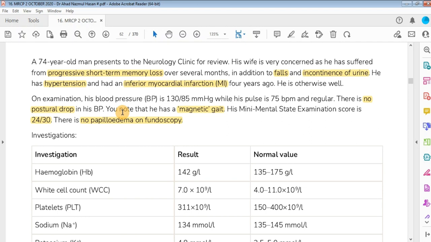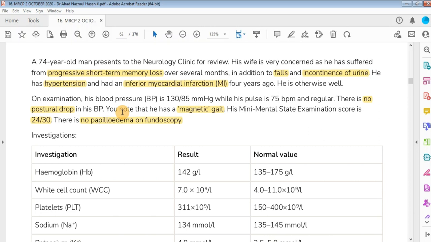A 74-year-old male presents to the neurology clinic for review. His wife is very concerned as he has suffered from progressive short-term memory loss over several months, in addition to falls and incontinence of urine. He has hypertension and had an inferior MI 4 years ago. He is otherwise well. On examination, BP 130 by 85, pulse 75 beats per minute and regular, no postural drop in BP is noticed.